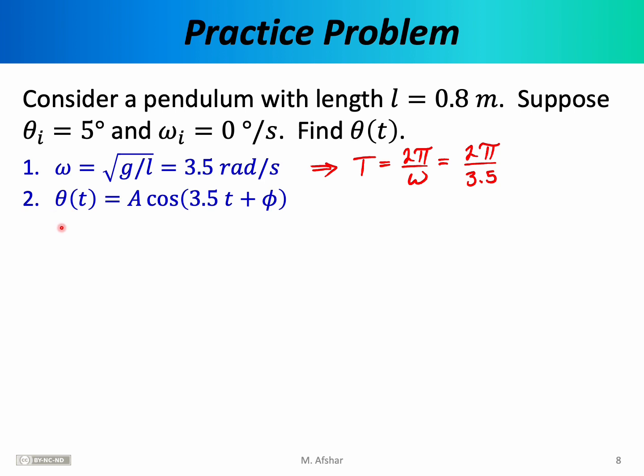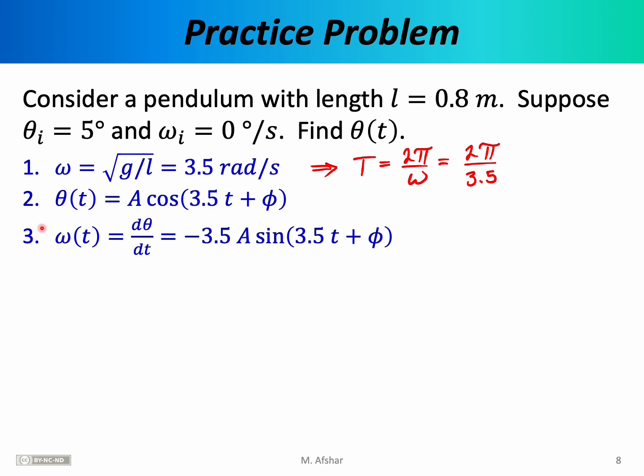Now we know that the solution to the pendulum differential equation is a cosine omega t plus phi. We now know that omega is 3.5, so plug that in. To find a and phi, we need to use the initial conditions. Before doing that, let's calculate the pendulum's angular velocity, omega t.